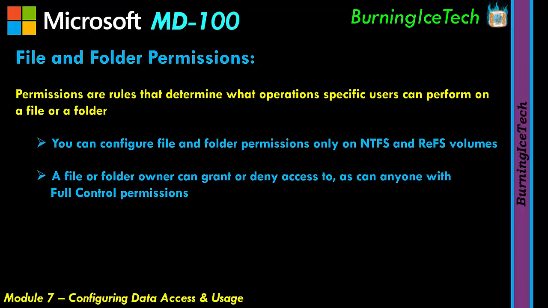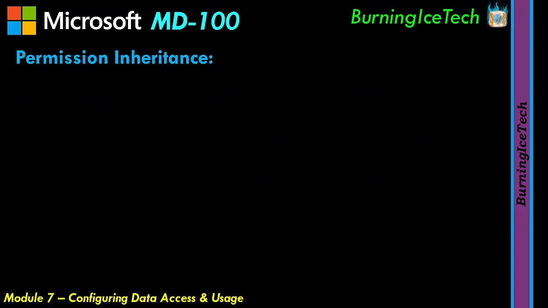Something else you get with these permissions, which is turned on by default and actually takes place automatically, is something called permission inheritance. So first of all, when it comes to assigning any kind of permission to a file or a folder, this can be done in two ways.